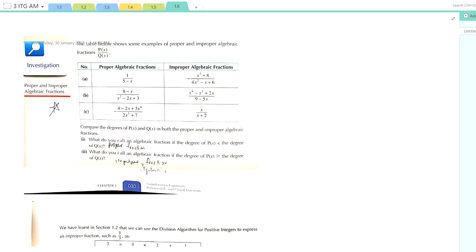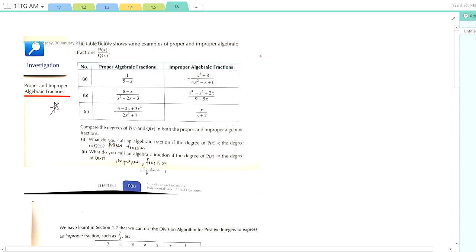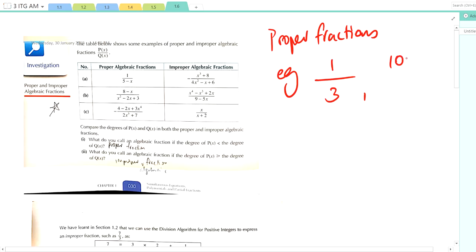In our textbook, page 30, we see this table which shows us examples of proper algebraic fractions and improper algebraic fractions. We are familiar with proper fractions and improper fractions from whatever we've learned in primary school. So for example, the simplest case of proper fractions, we have examples such as 1/3 or maybe 100 over 108. As long as the denominator is larger than the numerator, we consider them proper fractions.